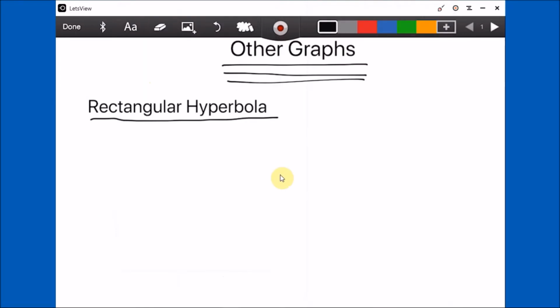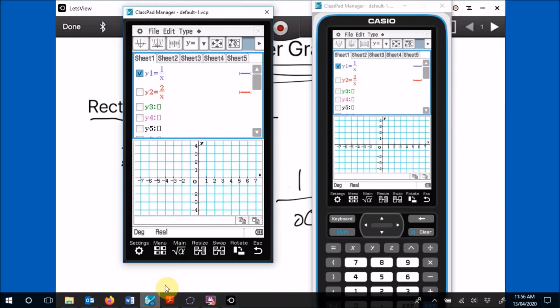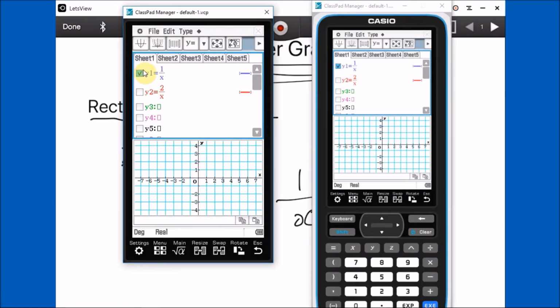So our basic form is y equals 1 on x. Okay, so that's our basic form of our rectangular hyperbola. And so here it is. Here we've got this particular one, 1 on x, our basic one. If we look at the graph of it, I'm going to look at a table of it first.